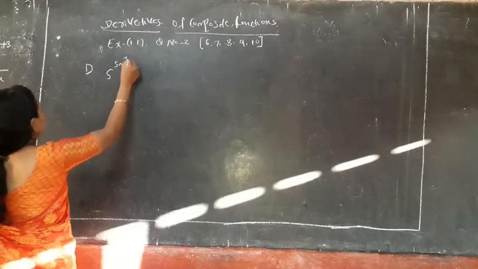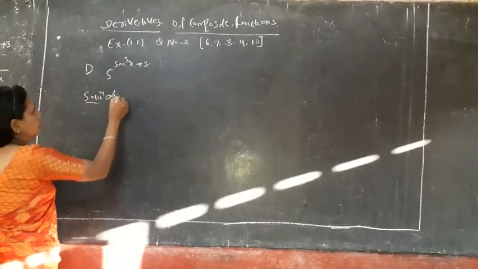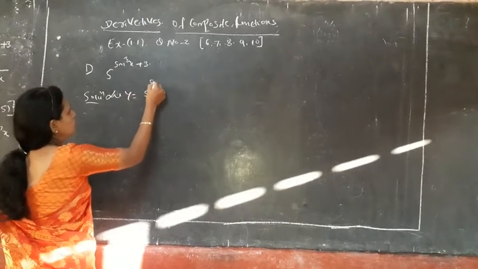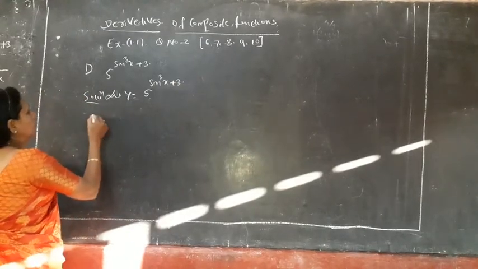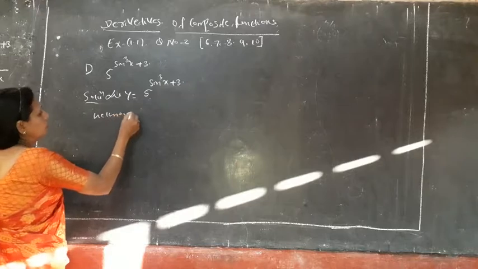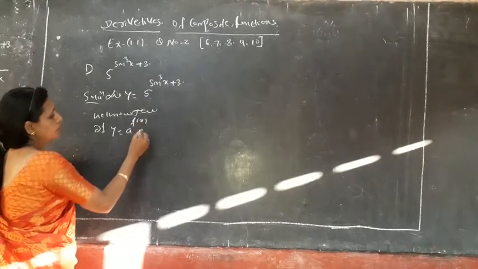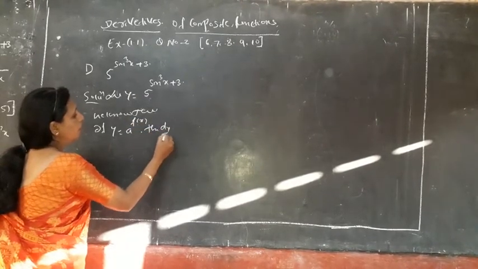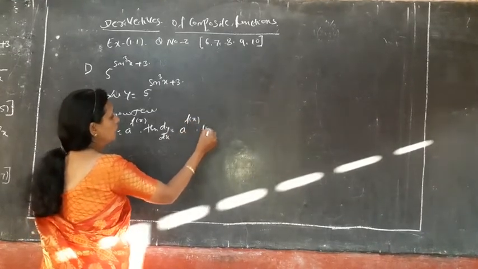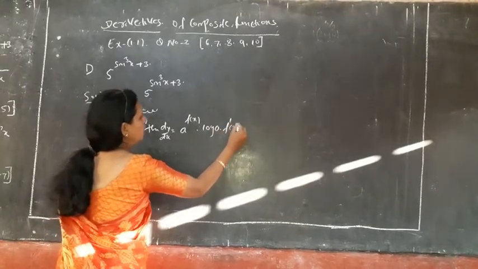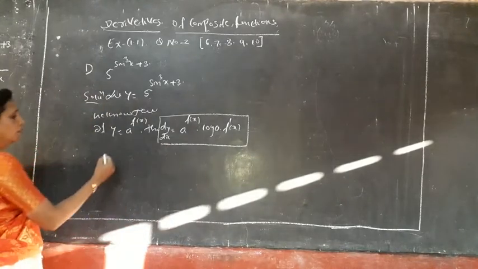5 raised to sin cube x plus 3. Solution: let y equal to 5 raised to sin cube x plus 3. So we know that if y equal to a raised to f of x, then dy upon dx equal to a raised to f of x into log a into f dash of x. Using this formula, we can solve this example.